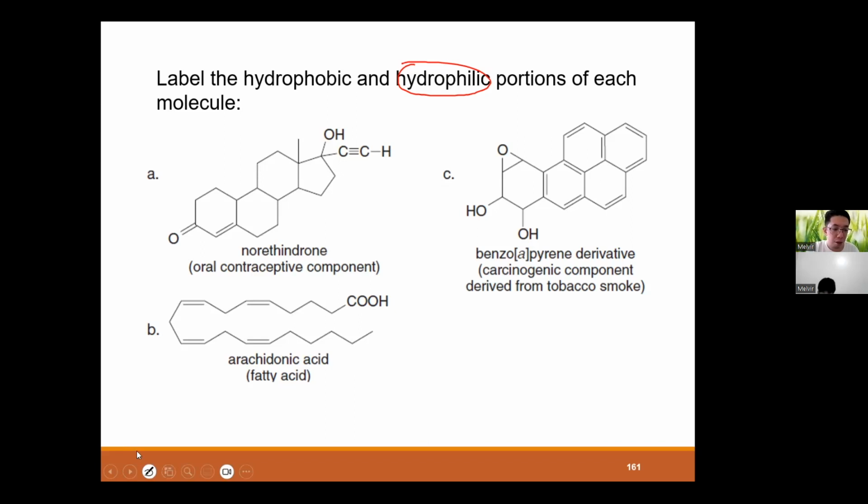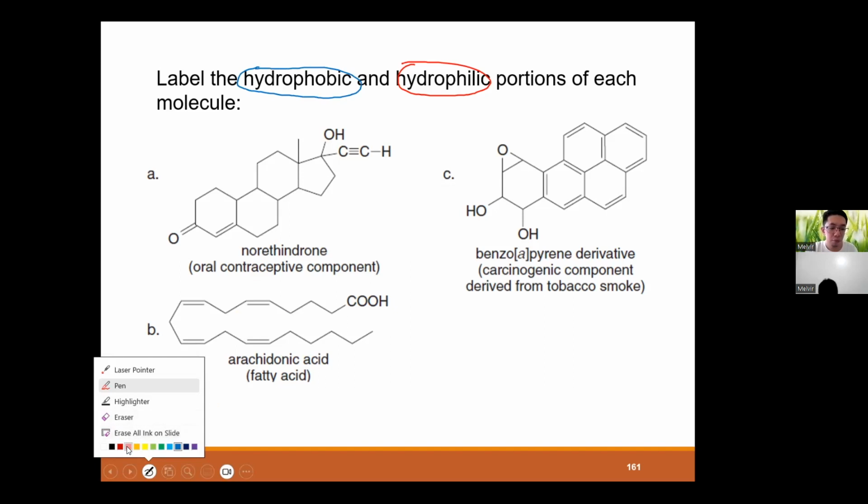Red kapag hydrophilic, then blue kapag hydrophobic. Change natin yung color ko muna. Blue naman kapag hydrophobic. Sige, go ahead, Josh. Tatlo yung molecule mo ha. I'll give you 1 minute for this lang din. Indicate the hydrophobic and hydrophilic regions for the following molecules: norethindrone, benzoapyrene derivative, and arachidonic acid.